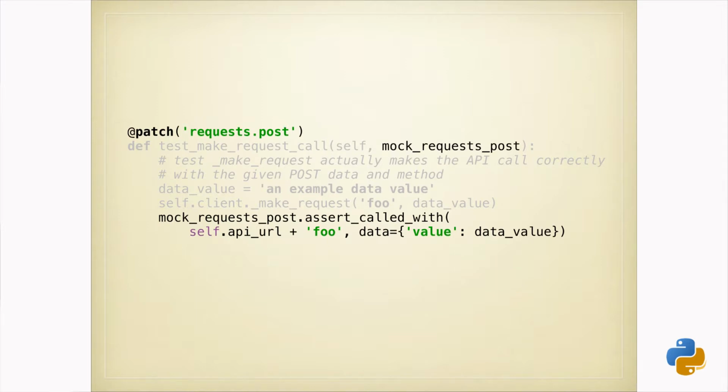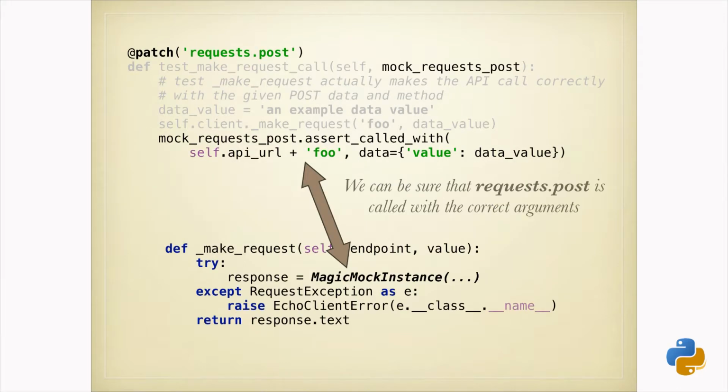So our application code looks a bit like that. So we're replacing the request call with a magic mock instance. And so with our assertion, we can be sure that the request call is being called with the correct arguments. And so therefore, we can verify that we're calling our external function correctly.